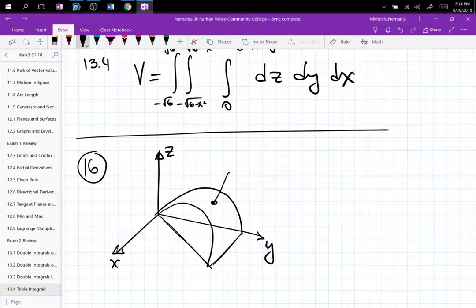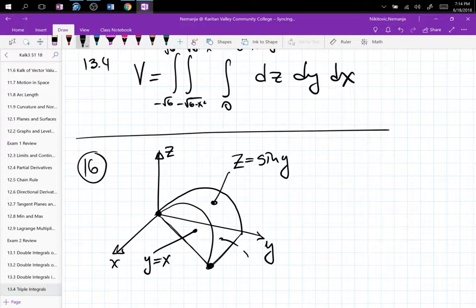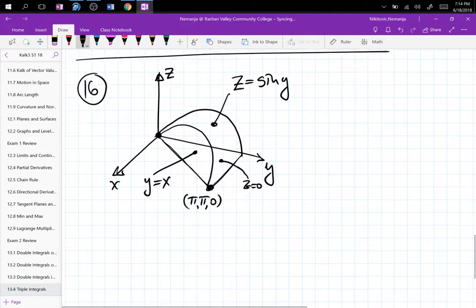The surface on top is z equals sine of y. The plane at the edge over here is y equals x. Is that the bottom or the side? This is the side, and the bottom is z equals 0. And the point is pi, 0.